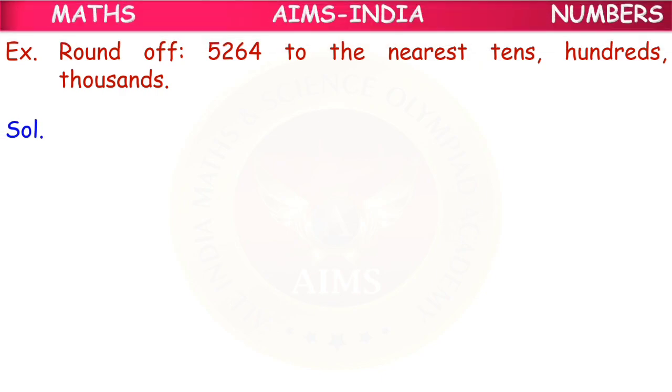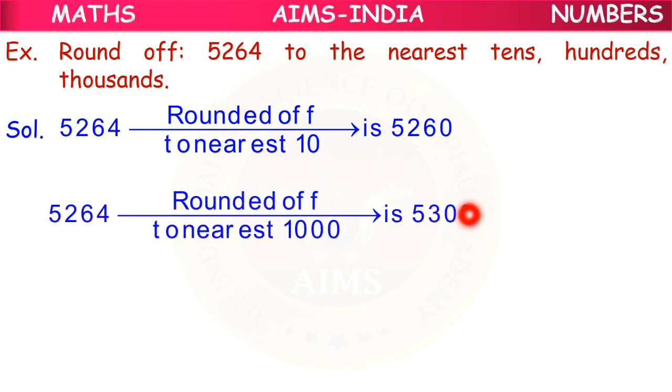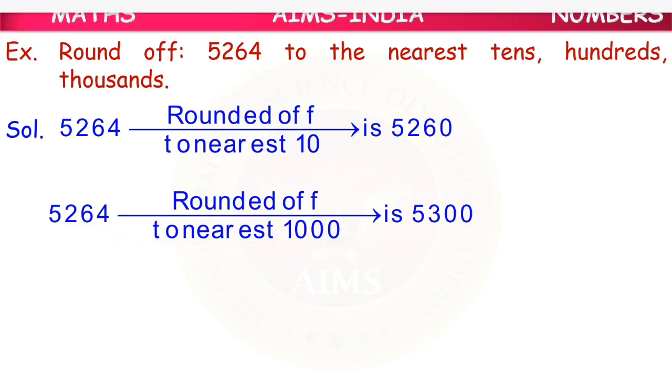Now 5,264. Again rounded off to all the three: tens, hundreds and thousands. Now when we are rounding off to the tens, we are looking at the digit in ones place, which is 4. It is less than 5. So the digits remain unchanged. We simply replace 4 with 0. So it becomes 5,260.